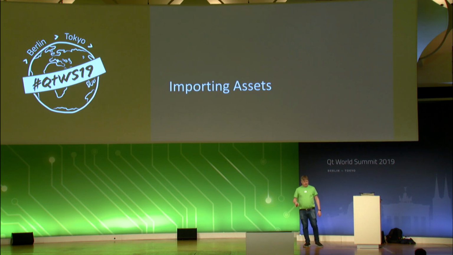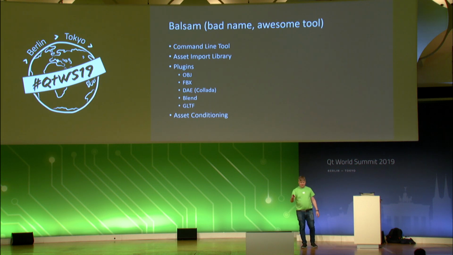Okay, so that covers what's available in the QtQuick 3D API. The next thing is, how do I actually get things into QtQuick 3D? Because one of the things I told you was that you need to have a mesh file, and where do you get that from? So this is where importing assets comes in, and we have one tool and library for actually doing this. We have a command line tool called Balsam that lets you condition your assets. It's basically a universal tool for converting anything into QML.